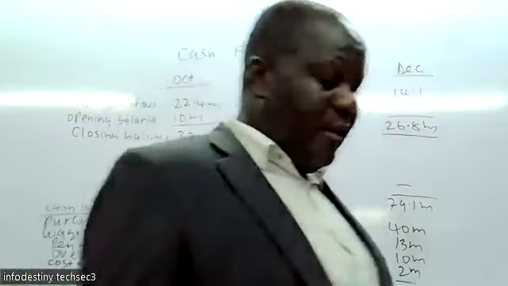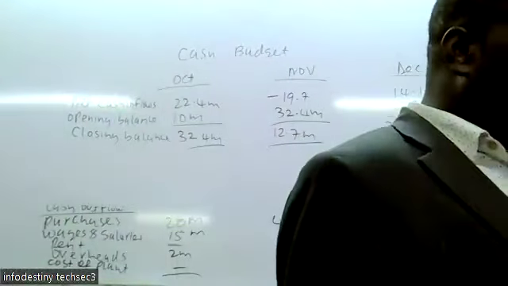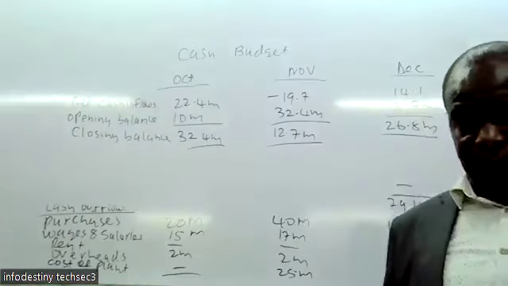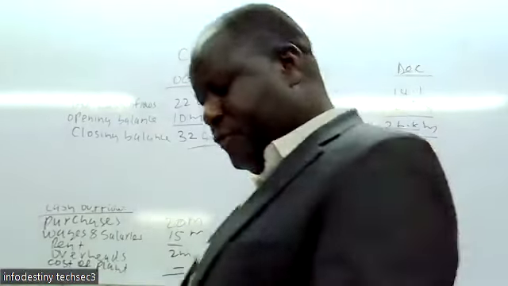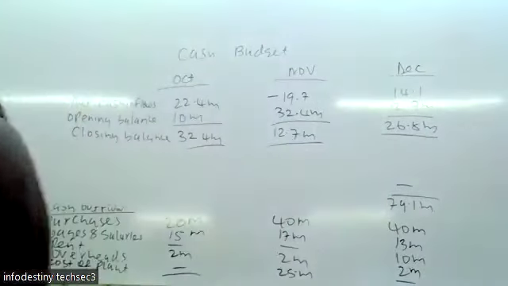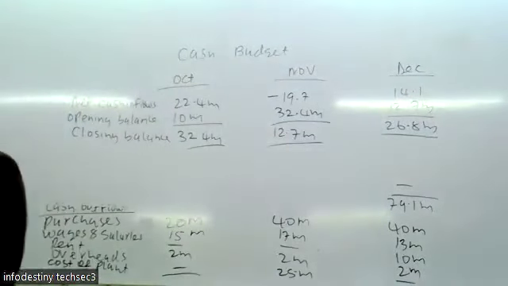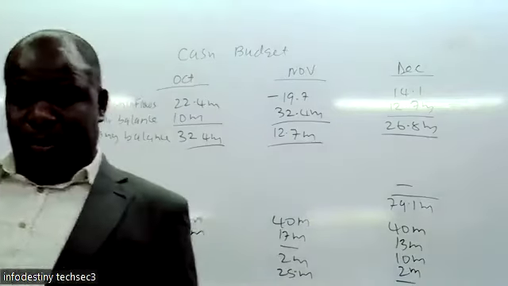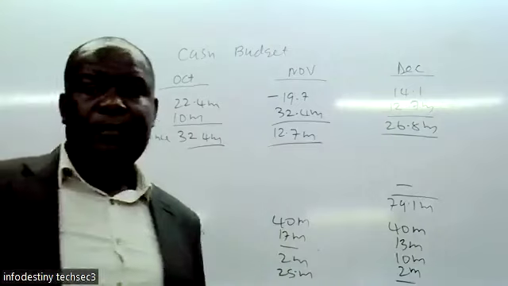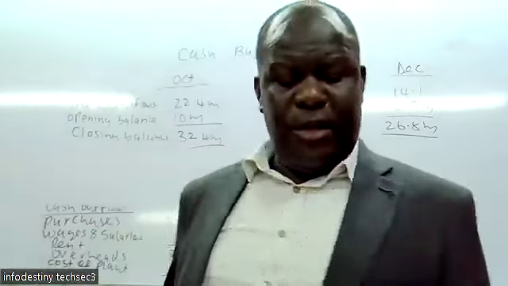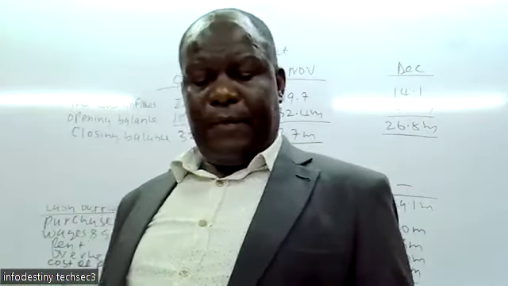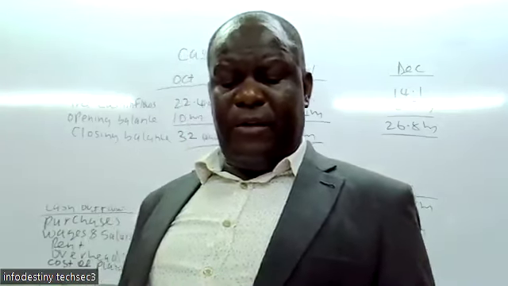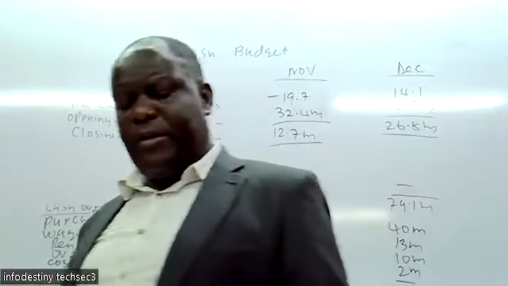So there is something in the handout that I've given you. I want you to go to the handout. There is something on page 9. Go to page 9. They have given you dividend yield or Gordon valuation model.